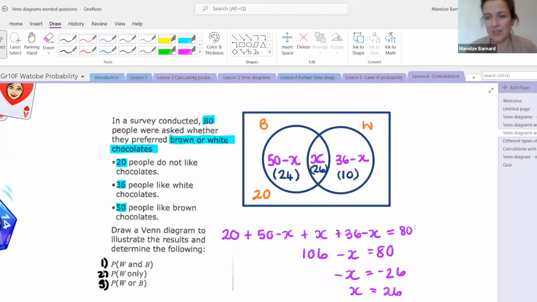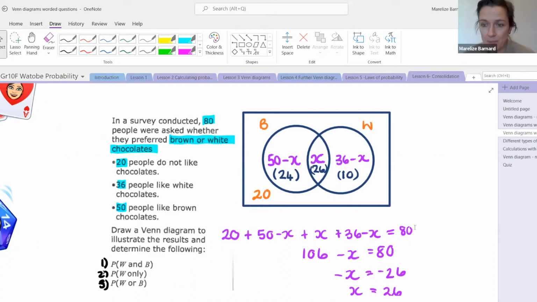Well done, everybody. Okay, so now that you've got your X as 26, you must just figure out what your other numbers are. So the people who only like brown chocolate, that's 24. And then the ones who only like white chocolate, that's 10. Because now we have to answer the questions. So what is the probability of somebody liking white chocolate and brown chocolate? So they like both kinds of chocolate.